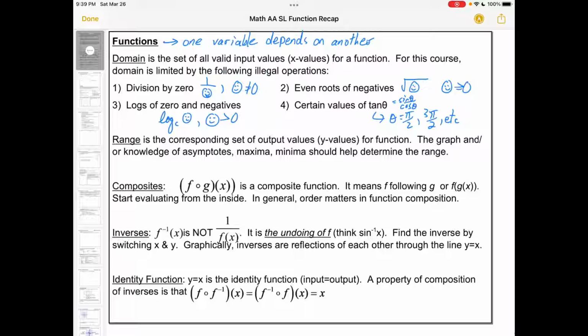Range is the corresponding set of output values, or y values, in a function. To find that, the graph, or knowledge of the asymptotes, maxima, minima, is all going to help.